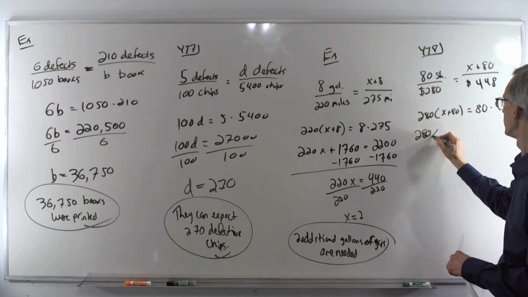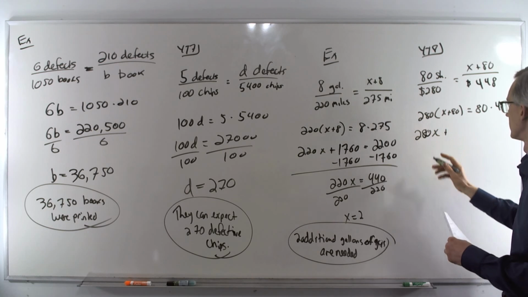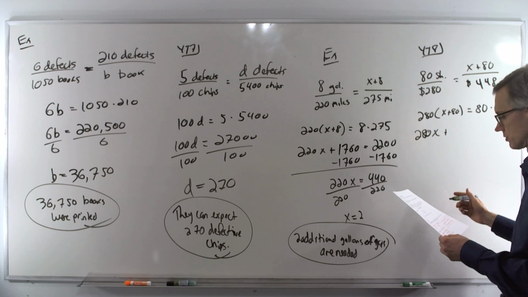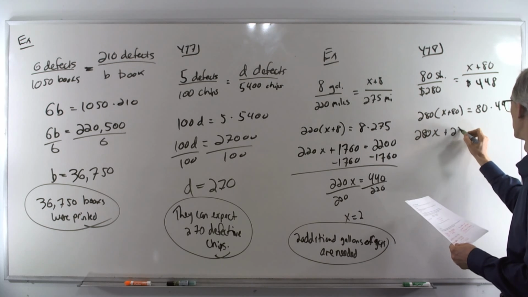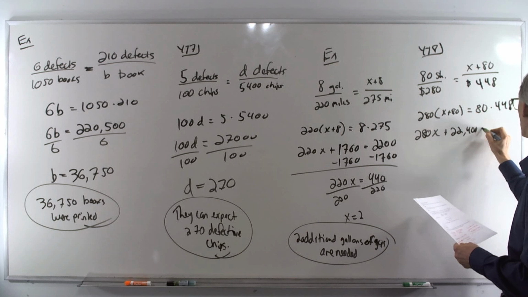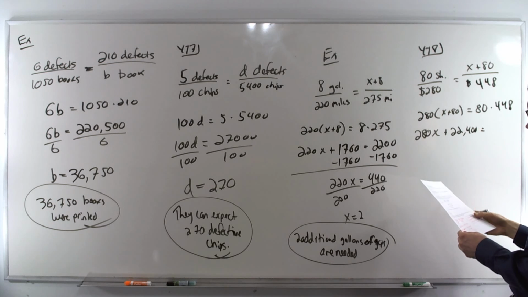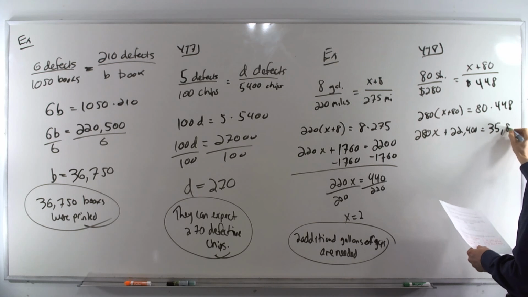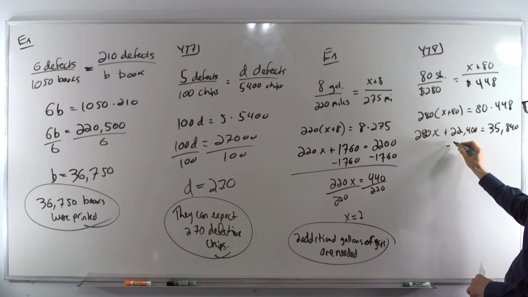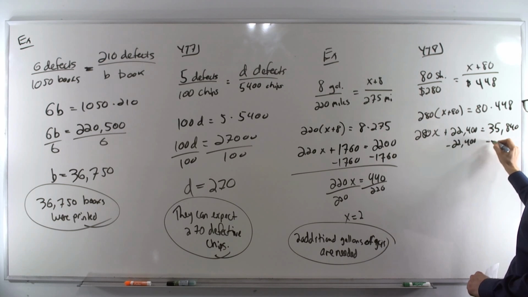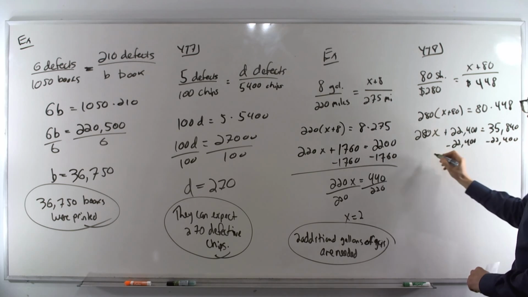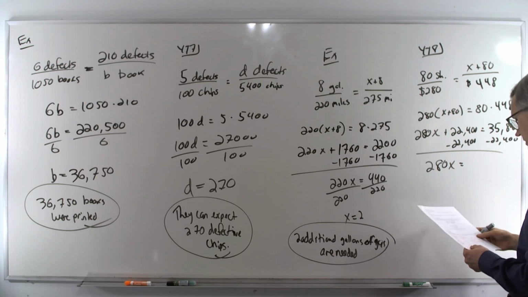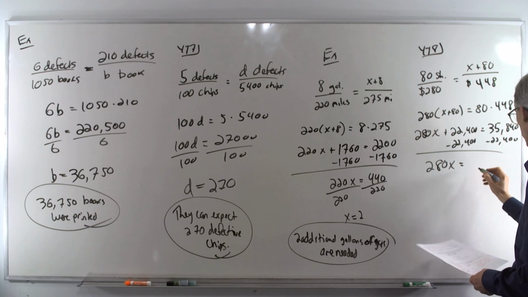Distributing, 280x plus 22,400. And multiplying over here, 80 times 448 gives us 35,840. All right, now we'll subtract 22,400 from each side. We get 280x equals 13,440.